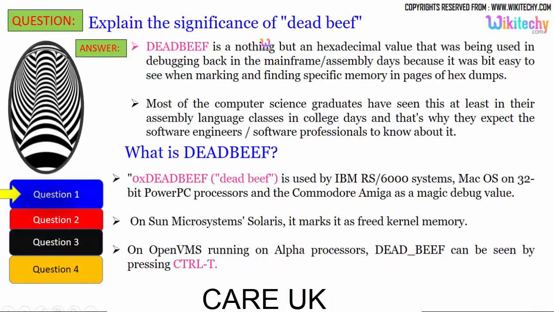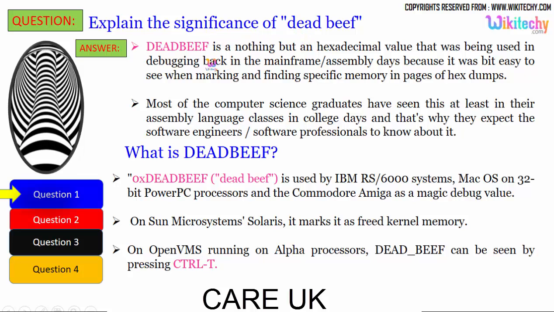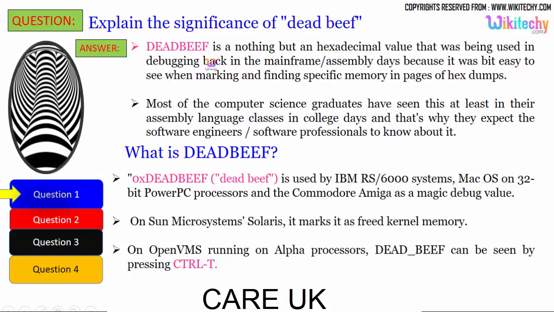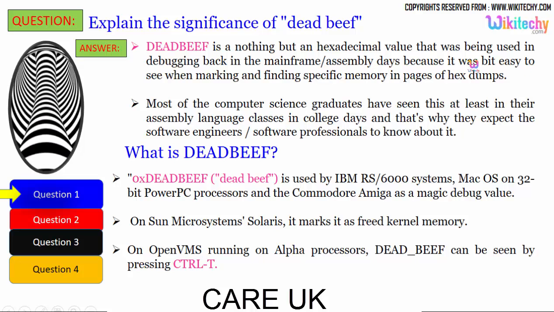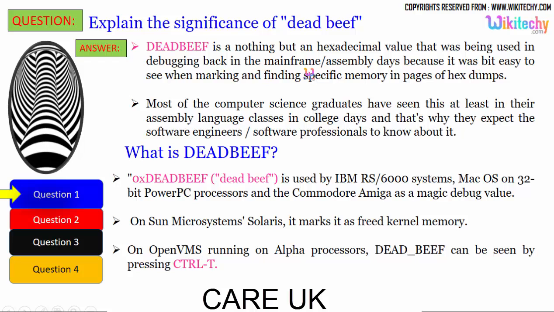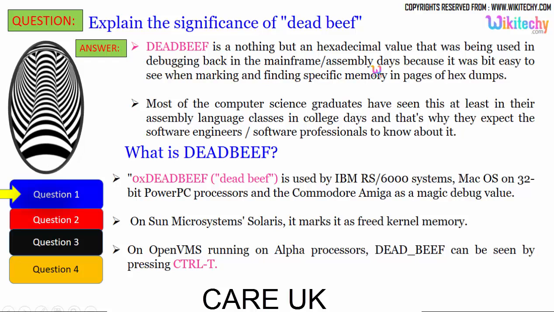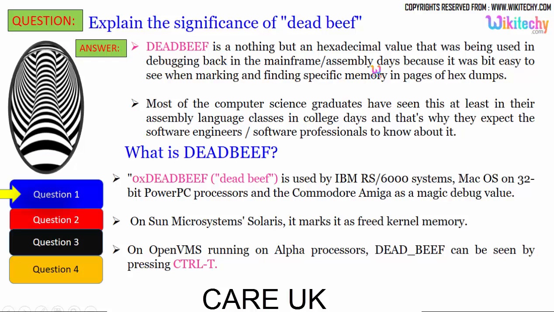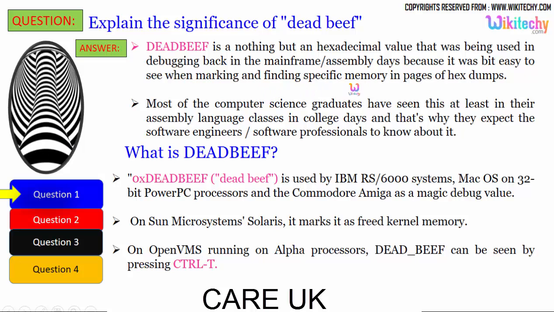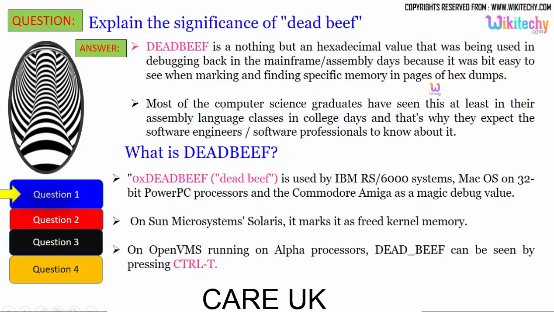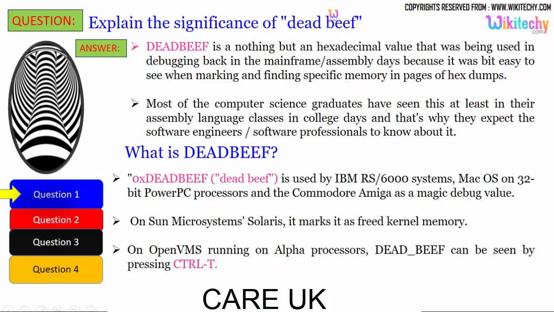Explain the significance of a dead beef. That's the question asked. What is the dead beef? Dead beef is nothing but a hexadecimal value that was used in debugging back in the mainframe and assembly days. It is used for debugging because it was easy to see when marking and finding specific memory in pages of the hex dumps. That's referred to as dead beef.